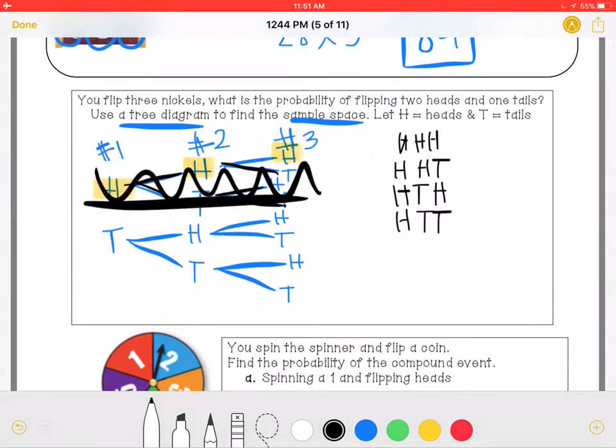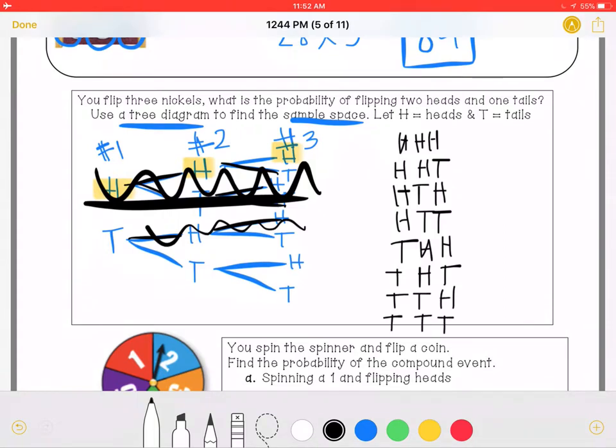So now let's go down to, what if I start with tails? I could have tails, heads, heads. Tails, heads, tails. So now I'm done with this branch. Let's go down here. I could have tails, tails, heads. And my last one would be tails, tails, tails. So notice how we started with heads, heads, heads. We end with tails, tails, tails. That's something good to notice. Now, how many possible outcomes are there? We have 1, 2, 3, 4, 5, 6, 7, 8 different combinations.